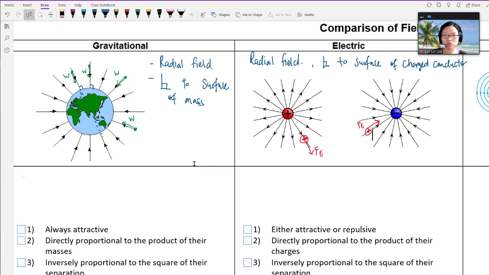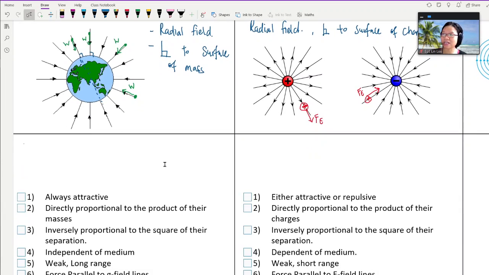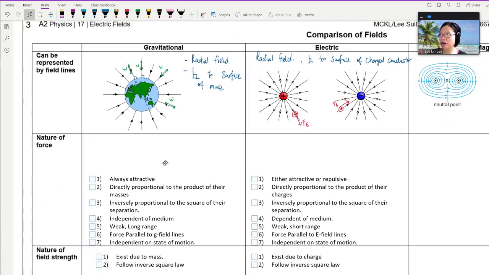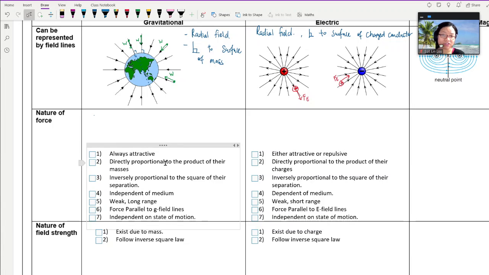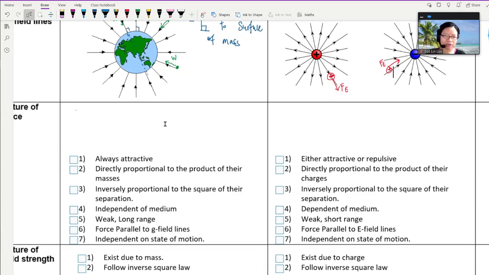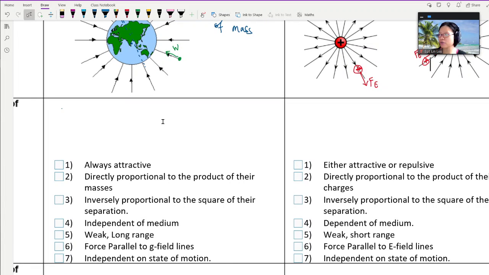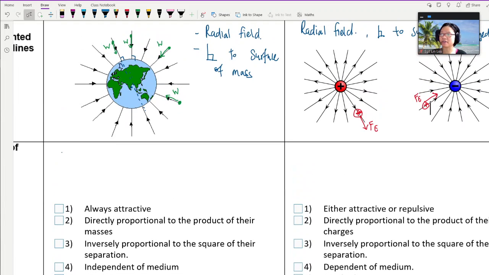So now we are going to move on, based on the field lines that we've drawn, to talk about the nature of the forces of the gravitational field and the electric field. When you think about the nature of forces, the first one that we have already covered is that gravity is always attractive. If you find a gravitational force that's repulsive and it's not antimatter, let me know.